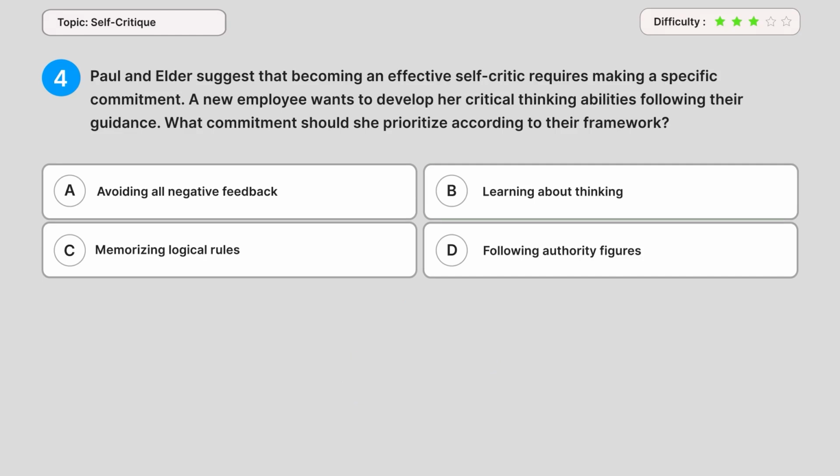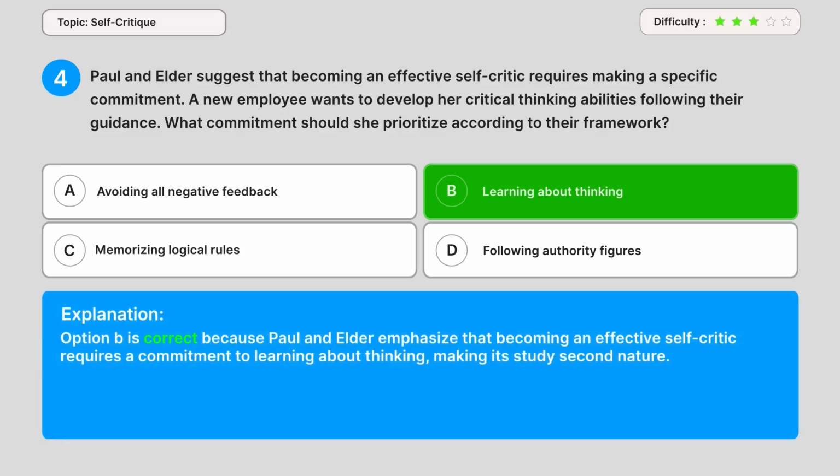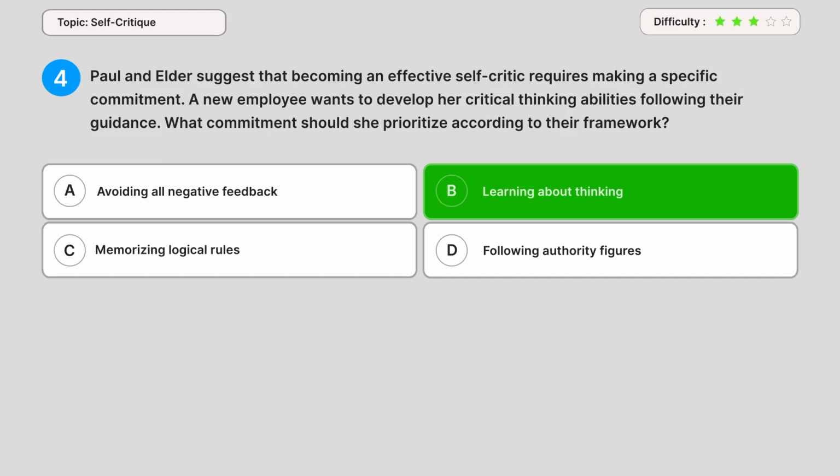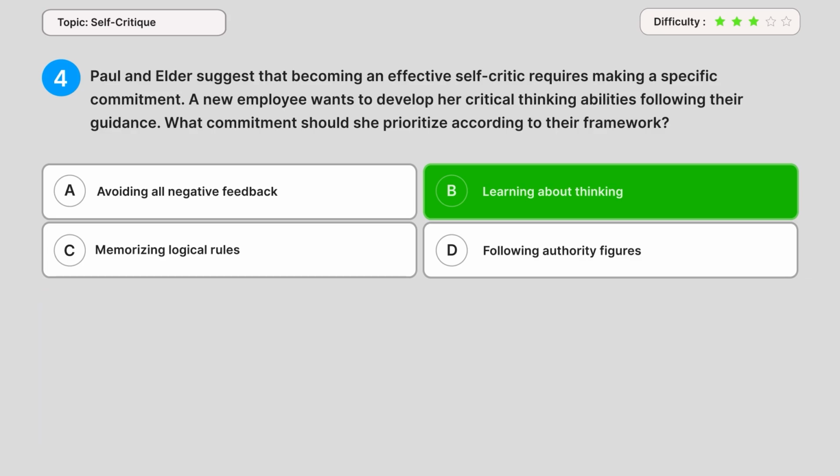Correct answer. B. Learning about thinking. Explanation. Option B is correct because Paul and Elder emphasize that becoming an effective self-critic requires a commitment to learning about thinking, making its study second nature. Option A is incorrect because avoiding negative feedback prevents the self-evaluation necessary for critical thinking development and contradicts the goal of identifying weaknesses in reasoning.